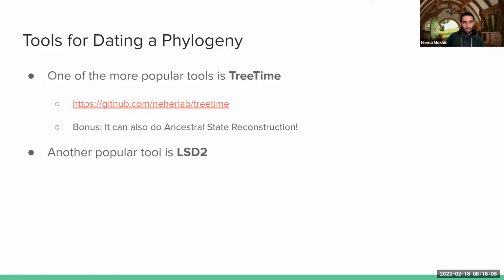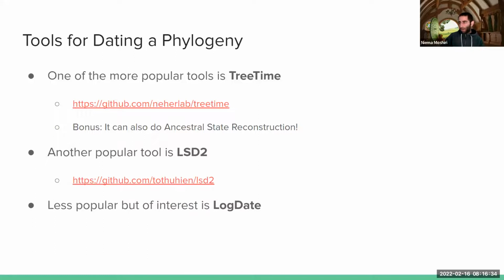There's another tool called LSD2, and here's the GitHub link. This tool uses a technique called least squares dating, where it's basically trying to minimize the squared distance between the estimated time of any given leaf and the true time that we know it was collected. So it's taking this least squares dating approach. And then there's a less popular tool, but it's fast and therefore somewhat interesting, called LogDate, that is basically trying to minimize some deviation of the sample times after you scale it.